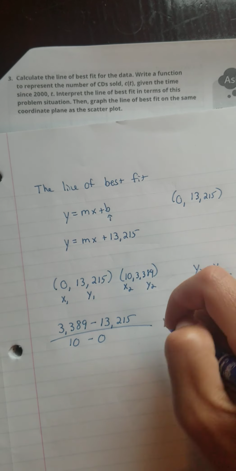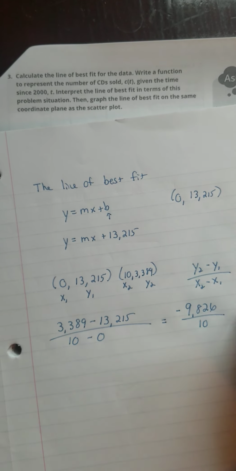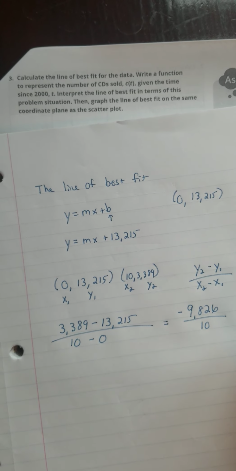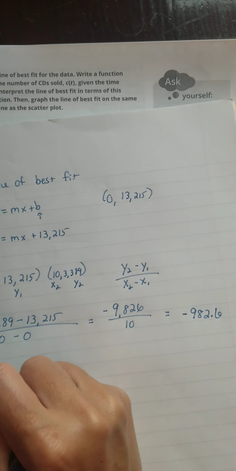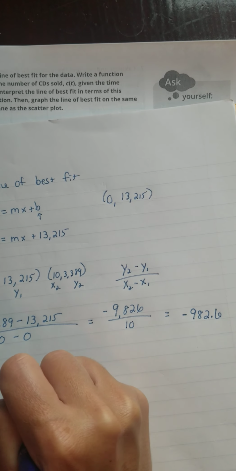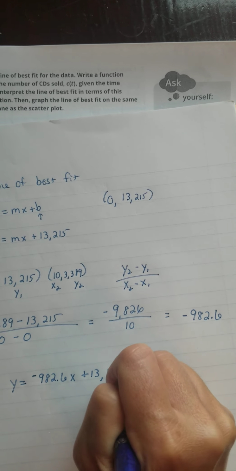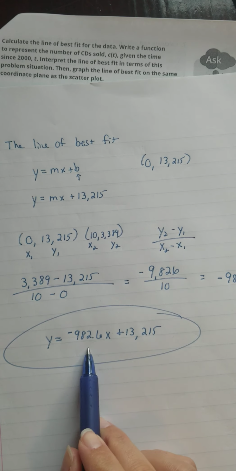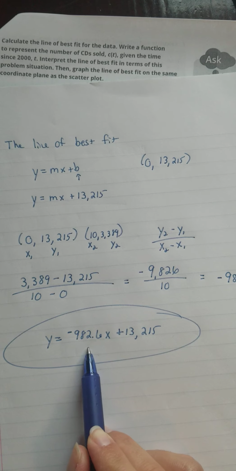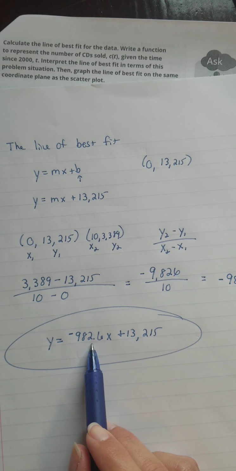3,389 minus 13,215 gives me a negative 9,826 divided by 10, negative 982.6 would be my slope. So my equation would be y equals negative 982.6x plus 13,215. If you used a different point, you're going to have a different slope here. Hopefully it's close. You may get negative 856, but it's still showing that it's a negative line. You might get something different, but it should be close to this.